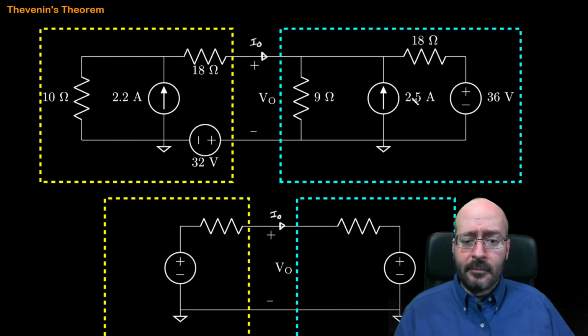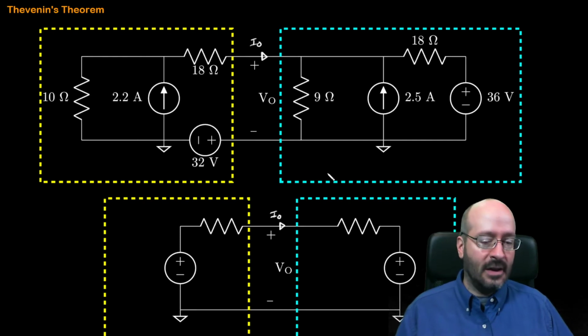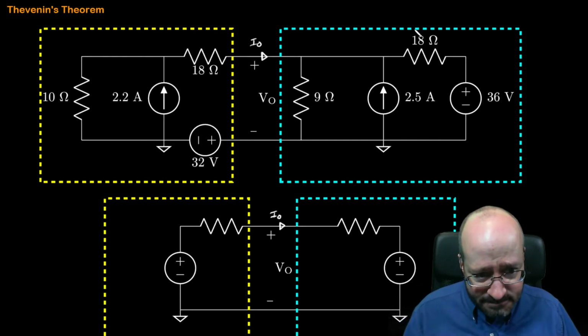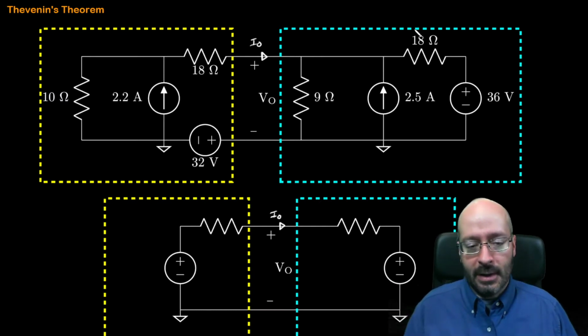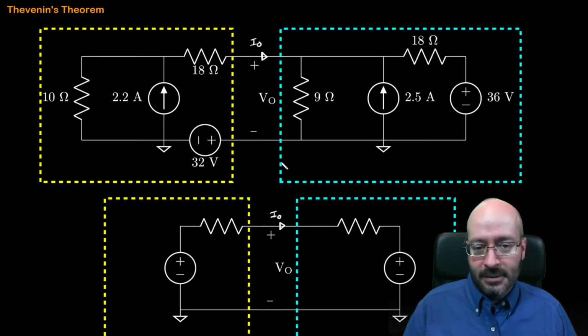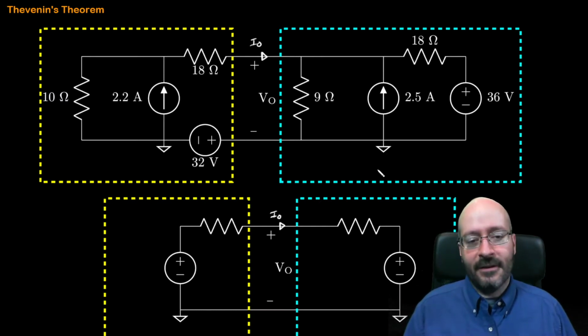So we're going to take what's in the yellow box, and we're going to find the Thevenin equivalent for it. It's a voltage supply with a series resistance. And then we're going to take what's in the, I'm going to call that light blue, I'm really bad with colors, we're going to take what's in the light blue box, and we're going to find a Thevenin equivalent.